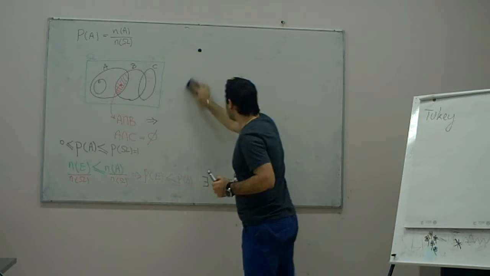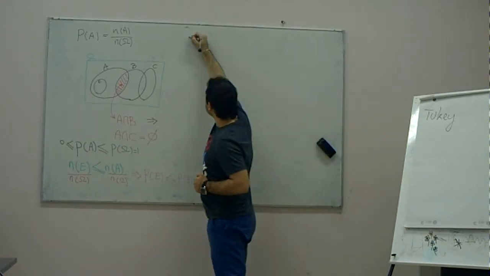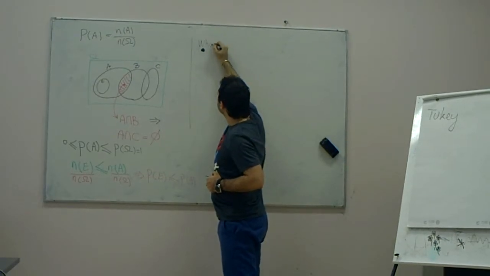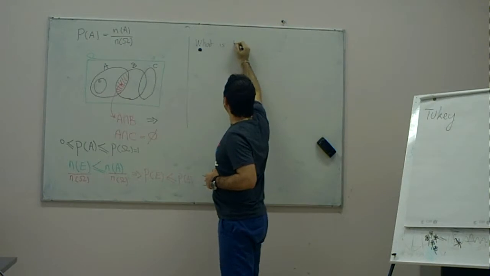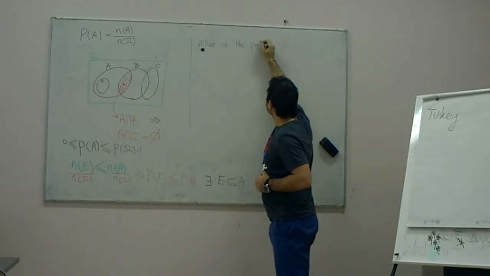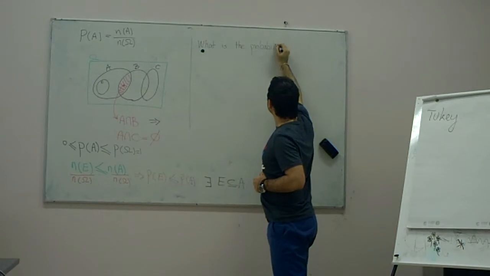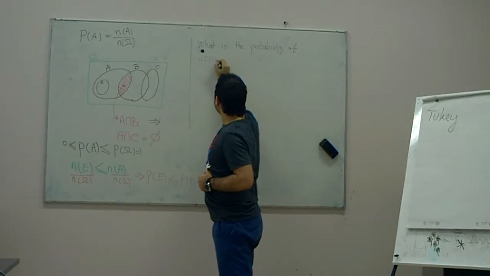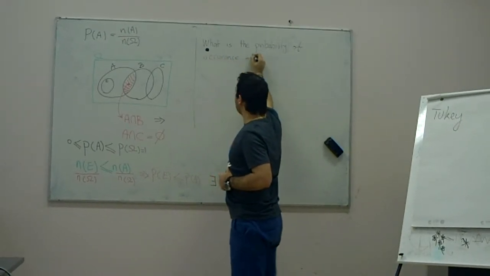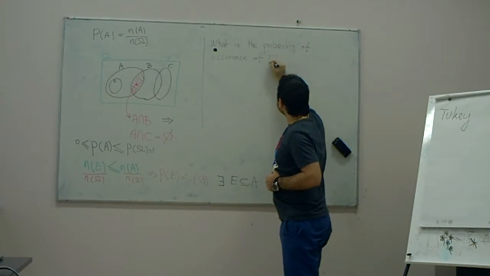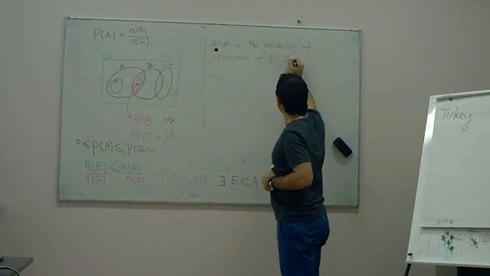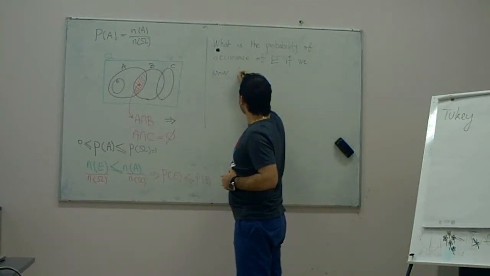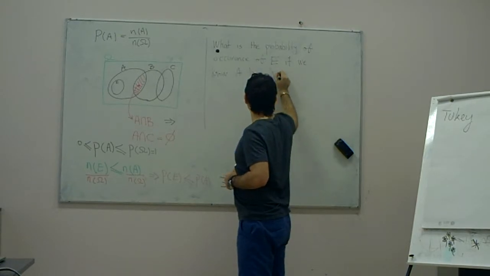And before I write it in a mathematical form, I write it in a description form. What is the probability of occurrence of E if we know A has happened?